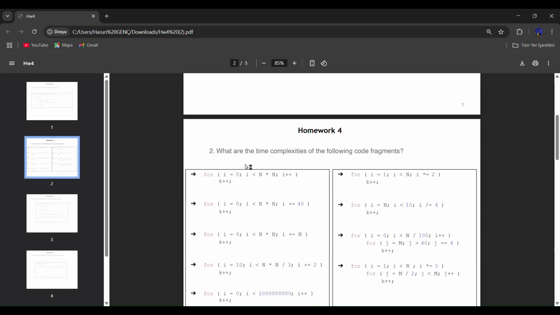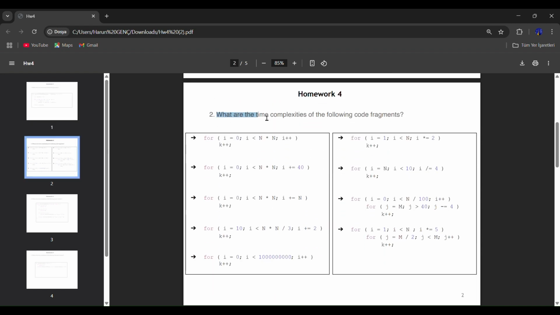And second, what are the time complexities of the following code fragments? The first loops from i equals 0, increments i by 1, and the total iteration is n squared, and the time complexity is O(n squared).